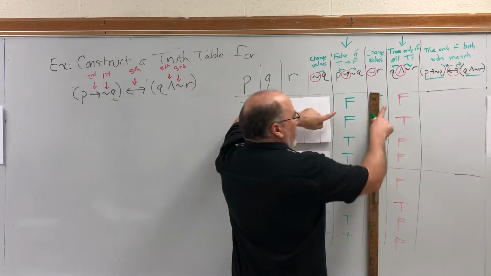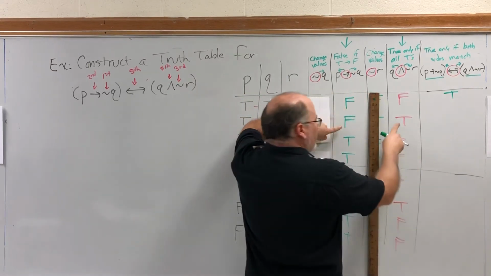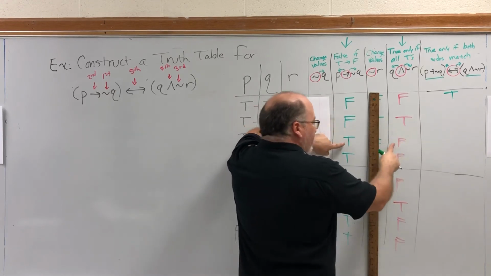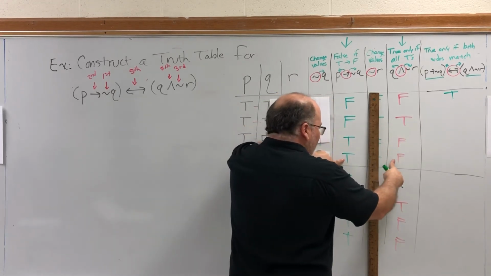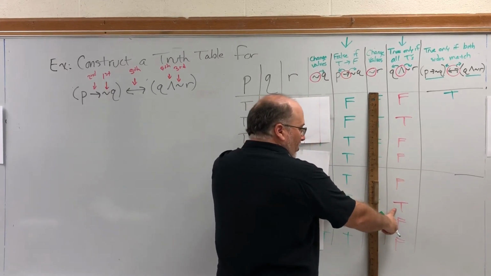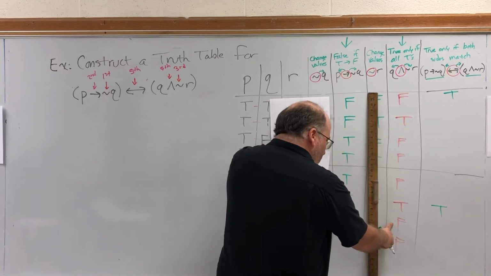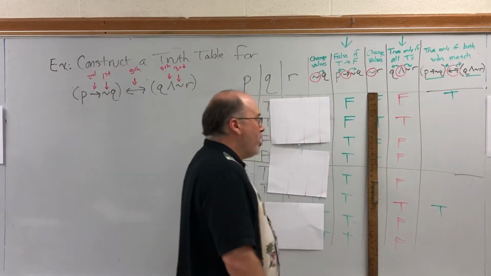First row, do these match? Yes, I'm going to write true. Next row, do these match? No. Do these match? No. Do these match? No. Yes. In the 6th row, they match. I'm going to write true. In the next row, no. In the next row, no.